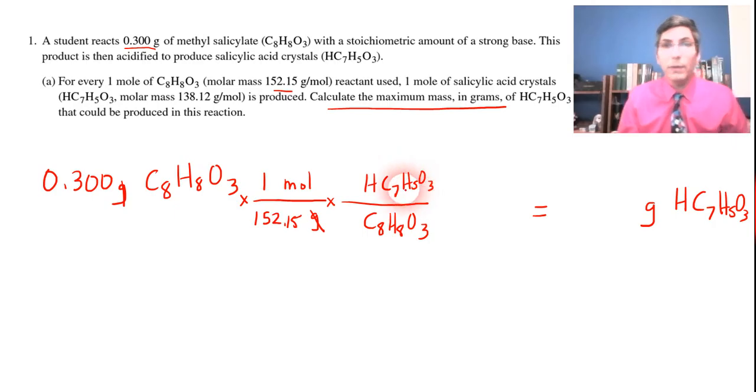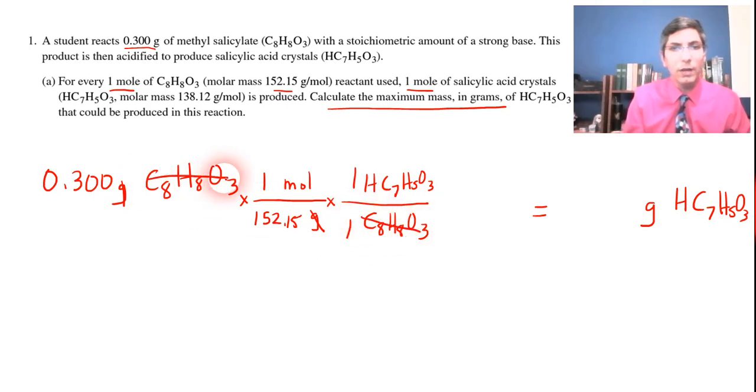HC7H5O3. Now there is no balanced equation, but the problem comes right out and tells us that this is a 1-to-1 mole ratio, 1 mole for each of those. So in this case, we don't actually need the balanced equation. Very unusual for that, but they actually come out and tell us that.